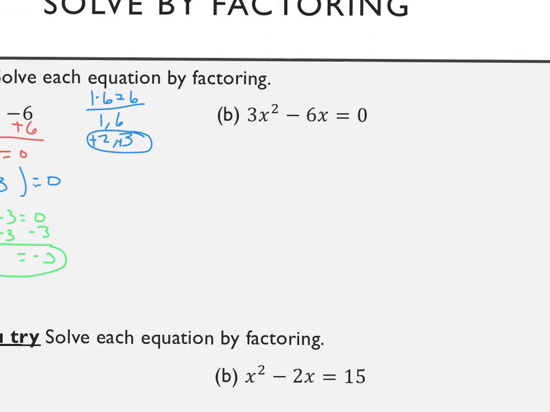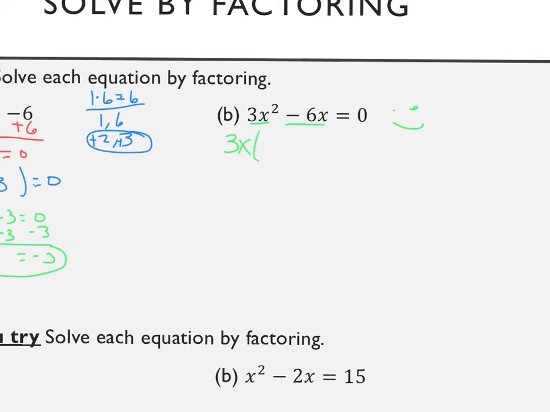Now let's look at B. So the first thing we're going to ask ourselves is, does the expression equal 0? And in this case, it already does equal 0, so we can move to step 2, which is to factor. Now, notice this time there's only 2 terms, and there's not a third term or a constant. So if there's only 2 terms, I'm going to ask myself, is there maybe a greatest common factor, a number which both pieces of the equation have in common? And in this case, they both have a 3 and an x. So we'll factor that out.